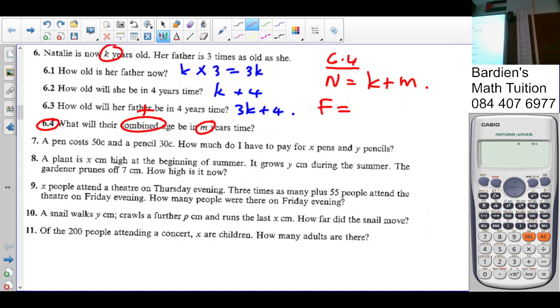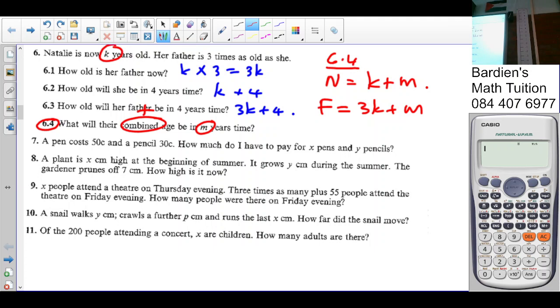The father. Let's go. The father is 3K currently. How old will the father be in 1 year's time? 3K plus 1. How old will the father be in 12 years' time? 3K plus 12. In 20 years' time? 3K plus 20. In 50 years' time? 3K plus 50. How old will the father be in M years' time? 3K plus M. Simple.